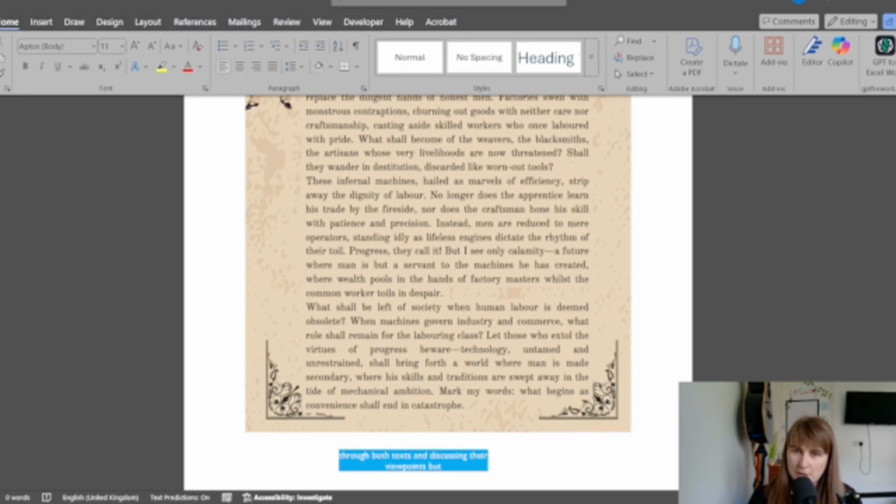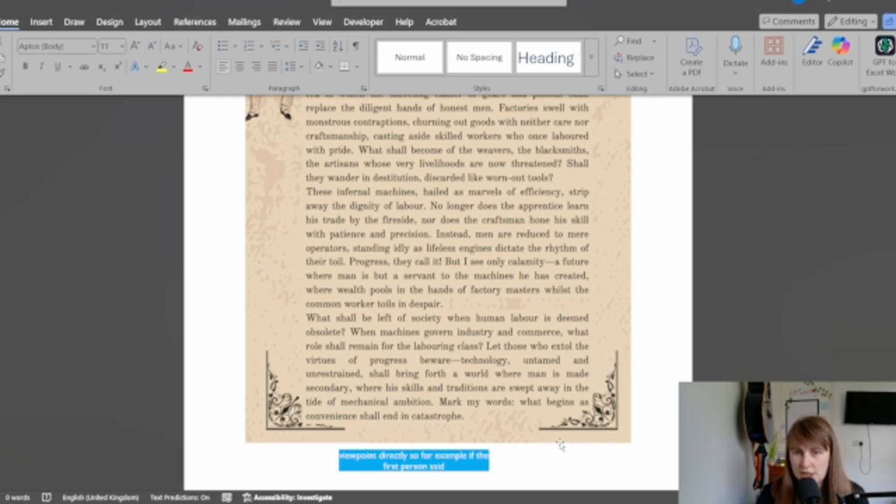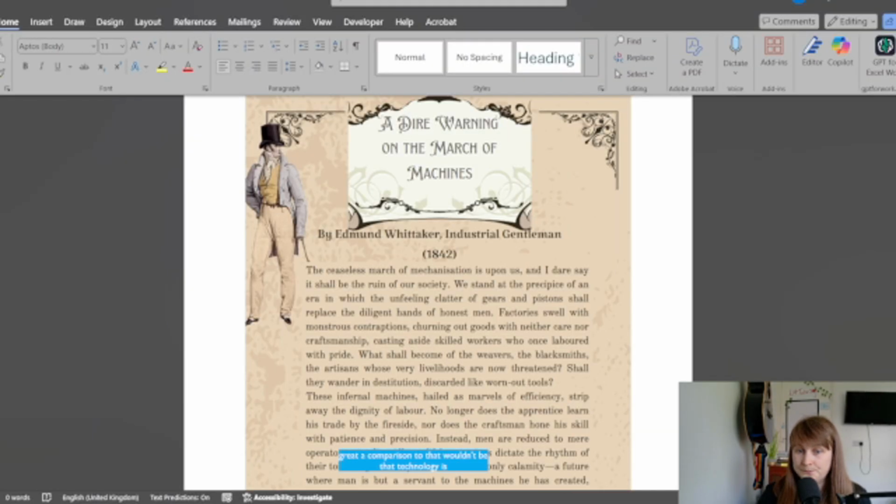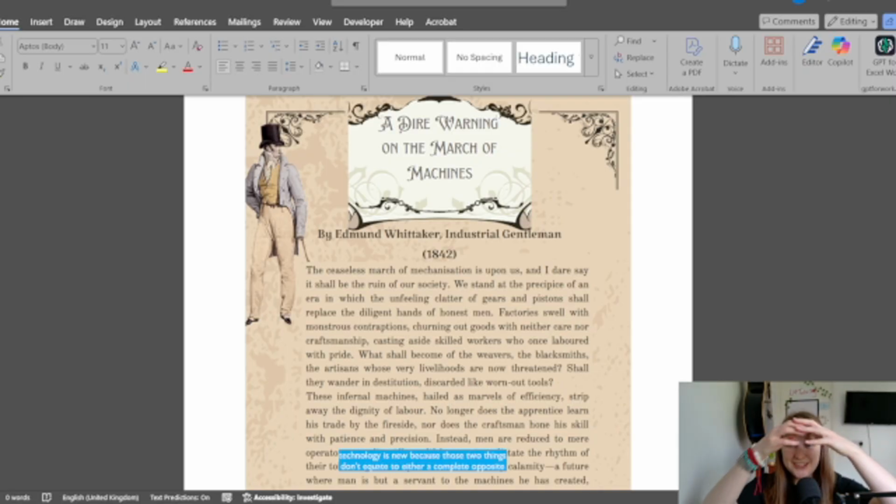But what we also need to make sure of is that we are able to compare the viewpoints directly. So, for example, if the first person said that technology was great, a comparison to that wouldn't be that technology is new, because those two things don't equate to either a complete opposite or a similarity. So the comparisons you make need to be either a similarity, or a difference where they are actually opposite and they're about the same thing, but they're opposite. So if one says it's great, the other one might say it's awful.